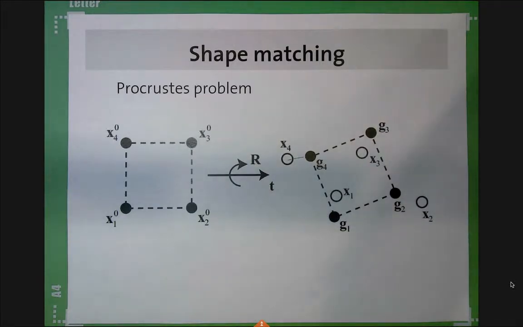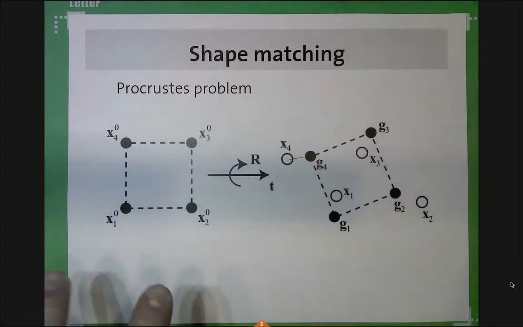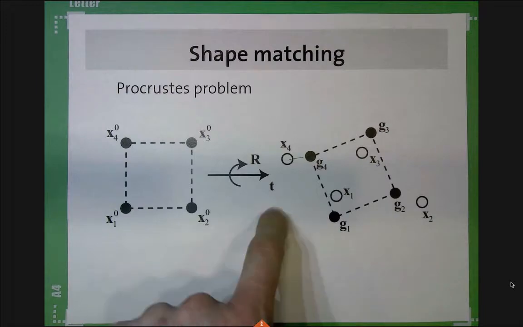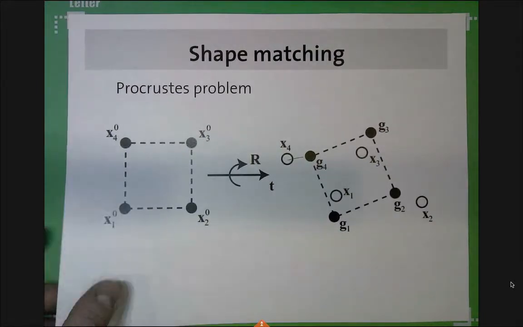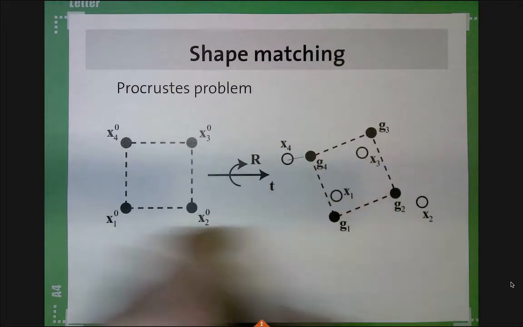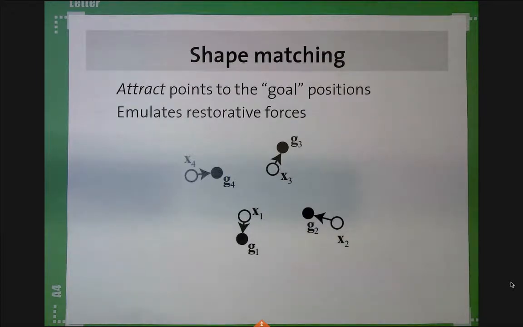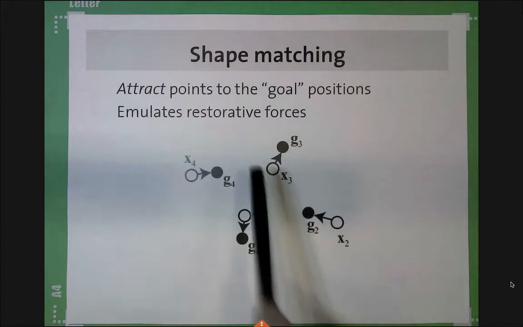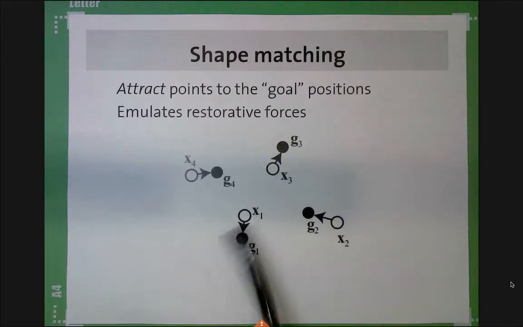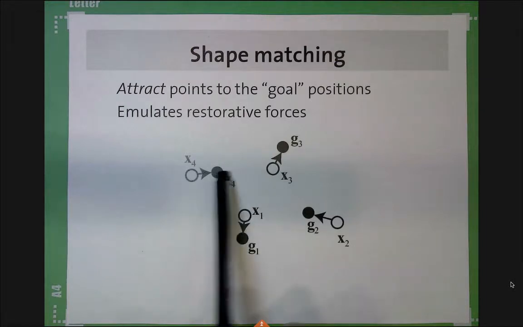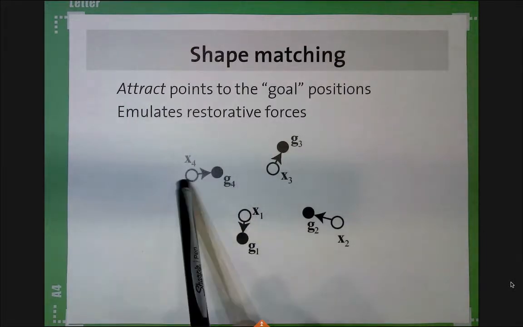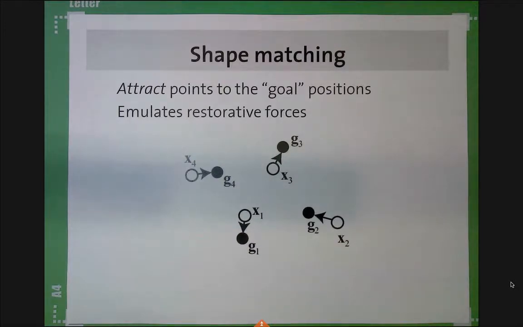Because after we have computed this, and that's what we'll spend most time on deriving, how to compute this optimal T and R, then we have computed also the G's, right? And after we have computed the G's, we emulate the internal forces by saying that the current deformed positions of my particles are attracted to the G's. This being attracted is basically like we set up something like a force. And that emulates the fact that this is some elastic material which wants to maintain its shape.